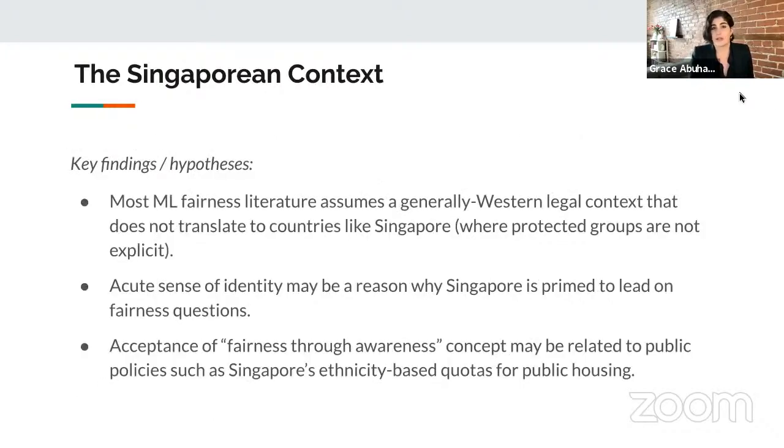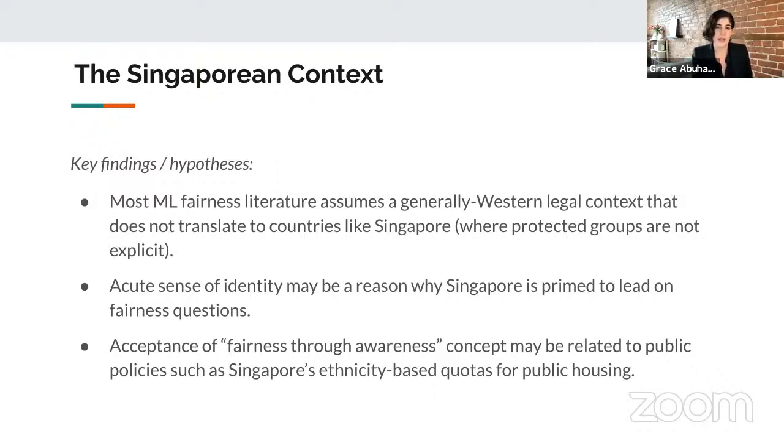Another reason why it's important not just to solve for fairness is the Singapore context itself. As you can see in here, the four of us co-presenters today are not Singaporean. Nevertheless, we were conscious of our possible biases and wanted to avoid any neo-colonial approaches to our research. So one of the first things we did as part of this project was study the Singaporean legal and regulatory context. And we wanted to share with you our key findings and hypotheses.